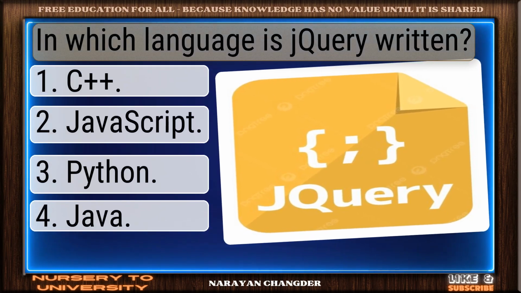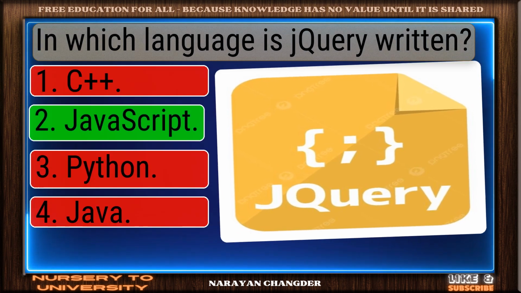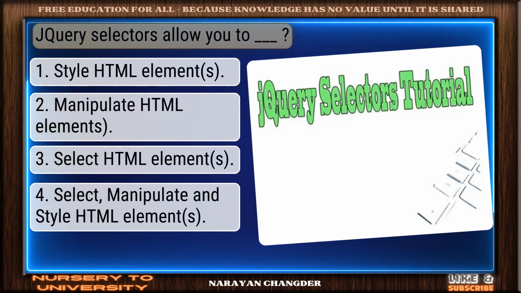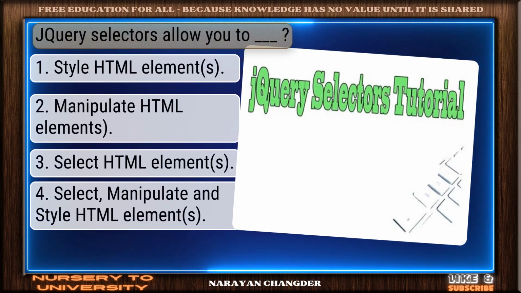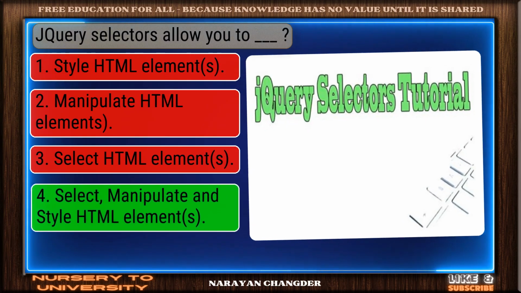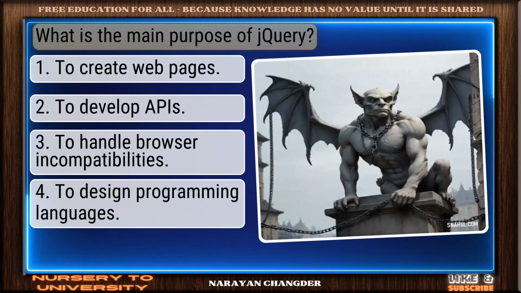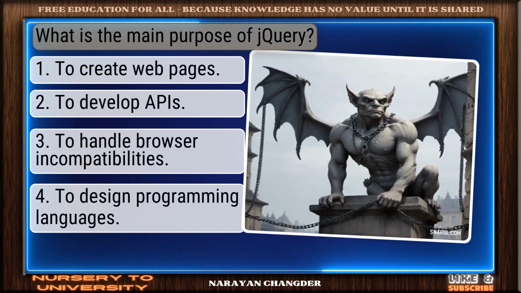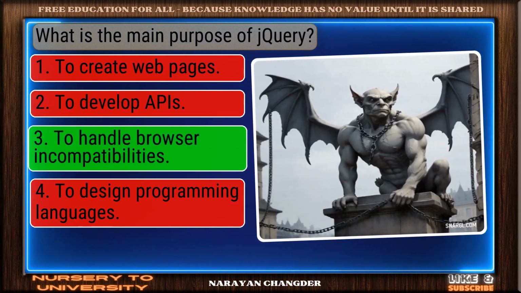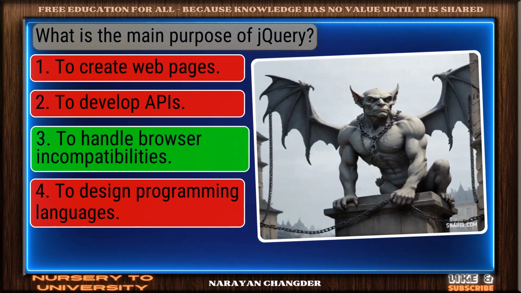Question number 59. In which language is jQuery written? Sharp thinking. JavaScript is the right choice. Question number 60. jQuery selectors allow you to dash. Correct. Select, manipulate, and style HTML elements is the right answer. Question number 61. What is the main purpose of jQuery? Smart move. To handle browser incompatibilities is an accurate answer.